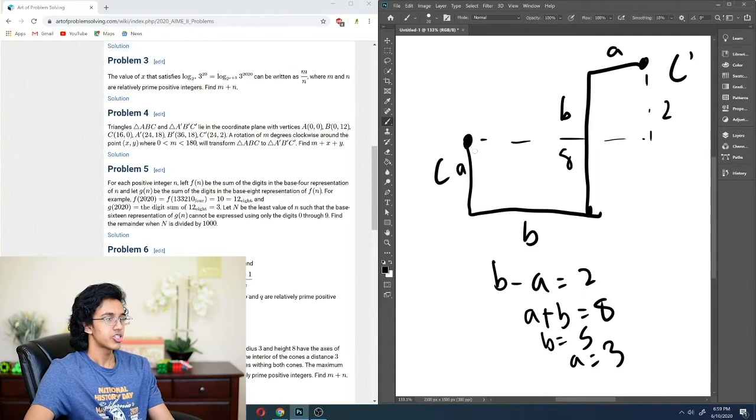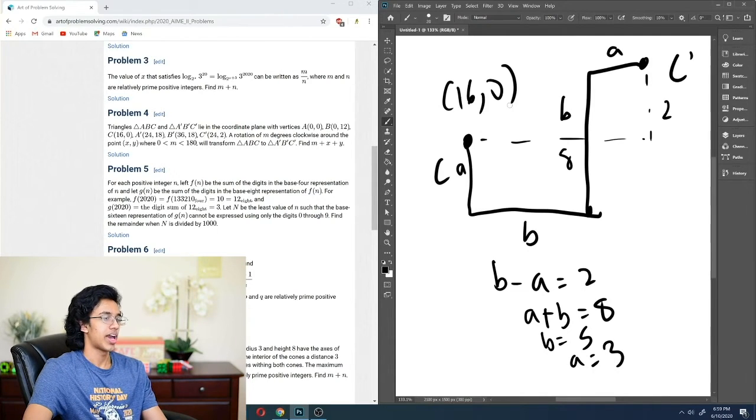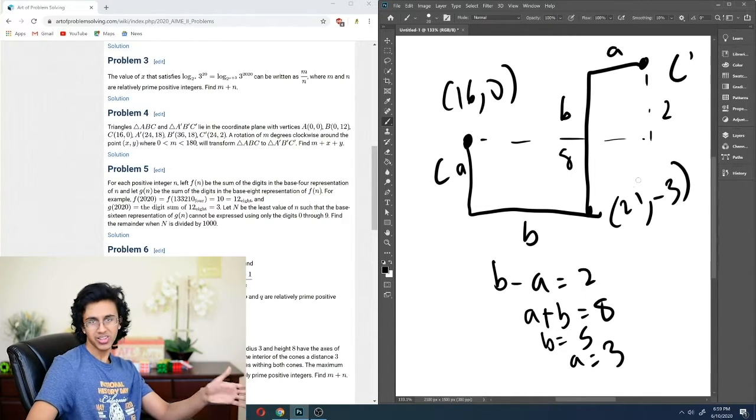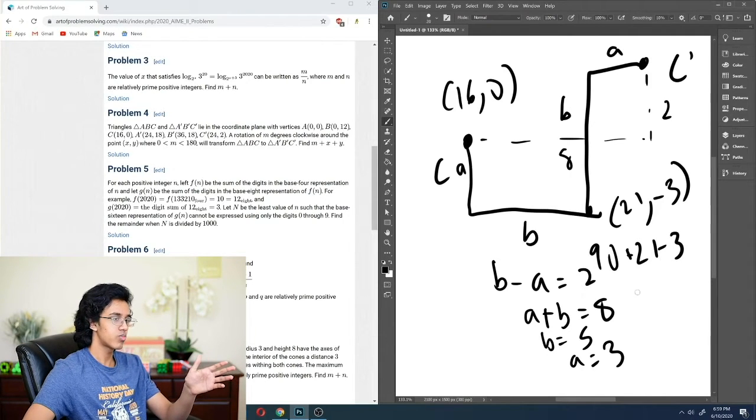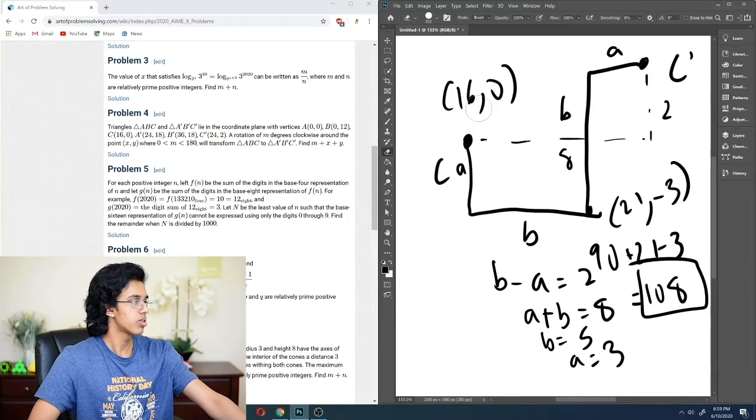There we go. So essentially we go from (16, 0). We add 5 to the x coordinate to get to here, so that's 21, and we subtract 3, so that's negative 3. Hooray! So now we have x and y, and we add it to m, so we get 90 plus 21 minus 3, and we get, what do we get? 108. Very cool. Epic. Problem 5.